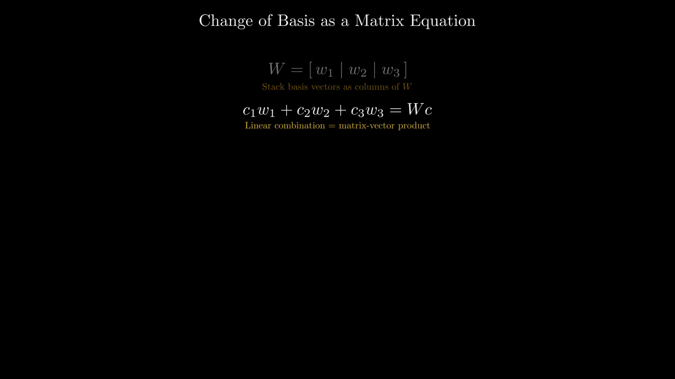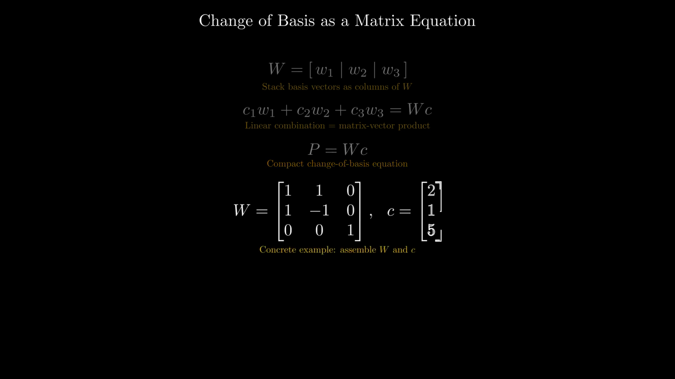Here's the trick that collapses everything into one equation. Stack the basis vectors as the columns of a matrix W. Column 1 is W sub 1, column 2 is W sub 2, and so on. Now the linear combination, C sub 1 times W sub 1 plus C sub 2 times W sub 2 and so on, is exactly W times the coefficient vector C, so P equals WC. One matrix equation captures the entire change of basis. Let's see it in action.